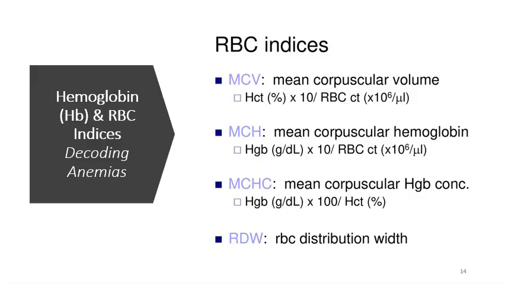The last one is the RDW. It shows the distribution of the mean corpuscular volume, the distribution of the volume over the curve. So it is just another explanation of the mean corpuscular volume, just the distribution of this mean corpuscular volume. It is not an independent form of measure. It is dependent on the mean corpuscular volume and its distribution.